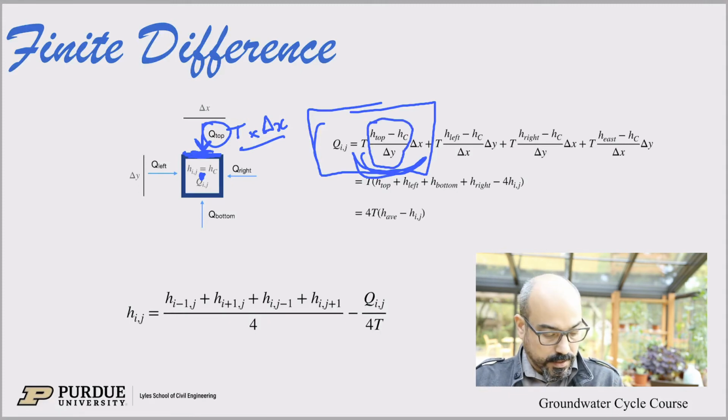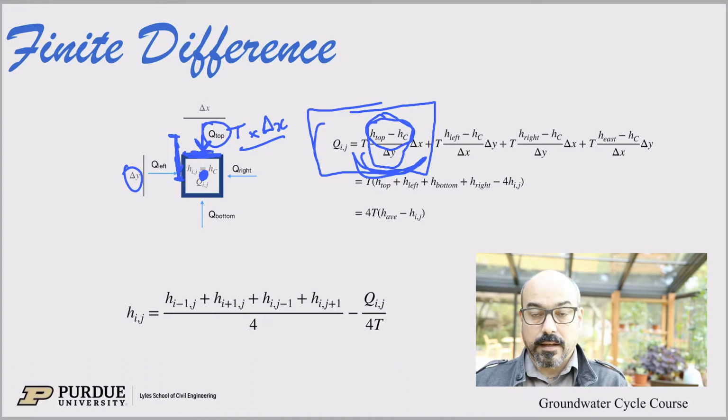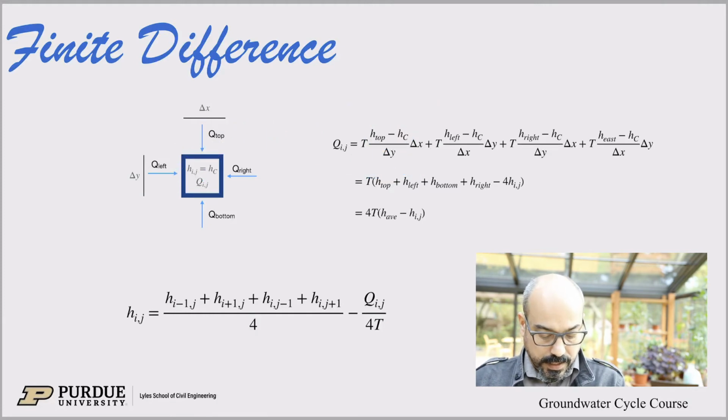The hydraulic gradient here is the difference in head from here to here, in that direction. So the difference in head here is just the head at the top minus the HC, the H in the middle, excuse me. H at the top minus the middle, so that's the head difference, and then divided by delta y, because of course we're going this way, so now this is delta y, right? So the hydraulic gradient in that direction is h top minus hc divided by delta y.